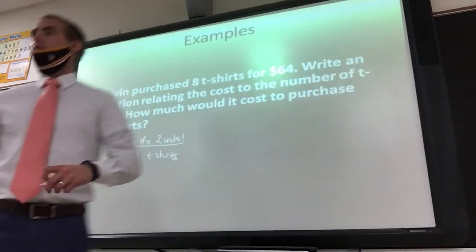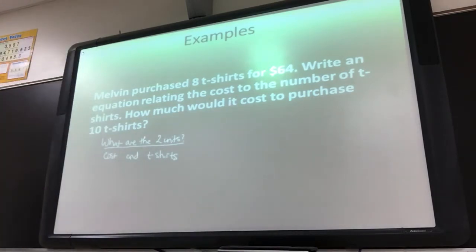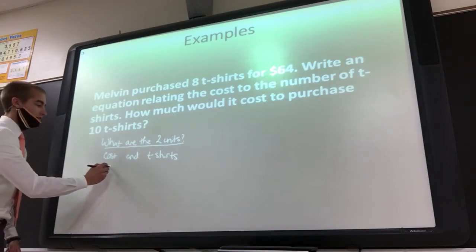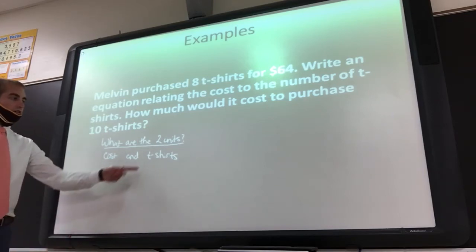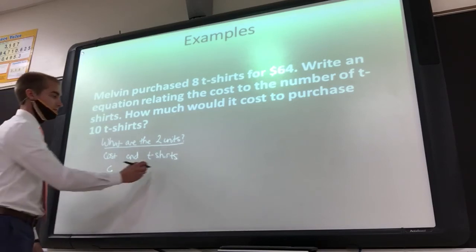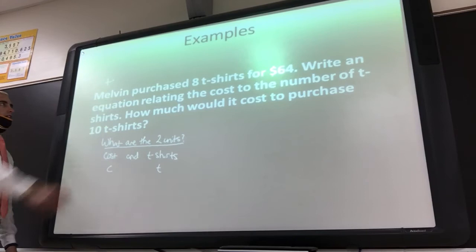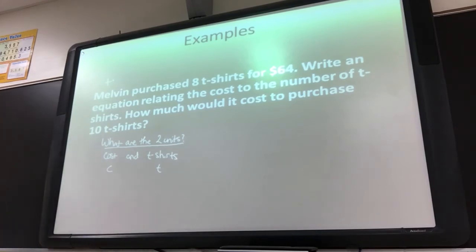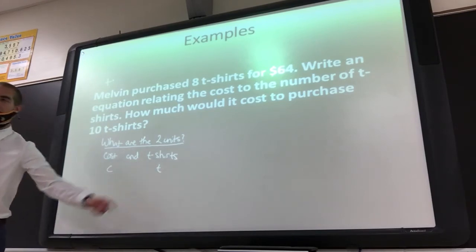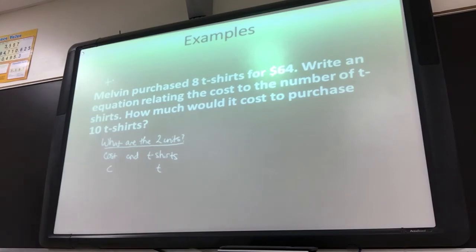But what I want us to do now is say let's use C for cost and T for t-shirts. So those are going to be our two variables, C for cost and T for t-shirts. One thing about when you write that T, if you write a T like this, what does it look like? Plus sign, so make sure there's a little tail at the end of it, so that way you know it's a T, not a plus.